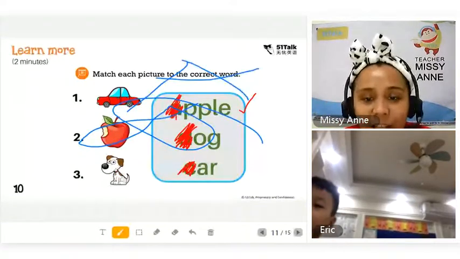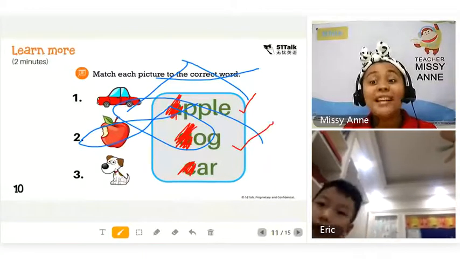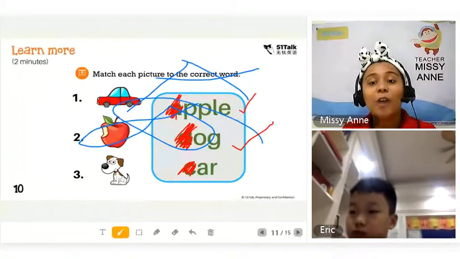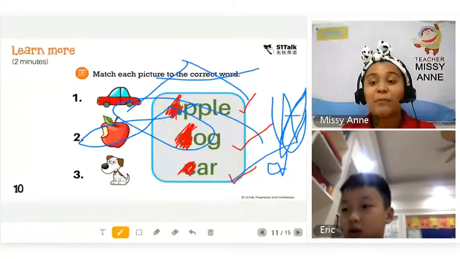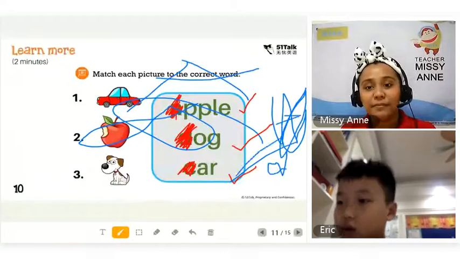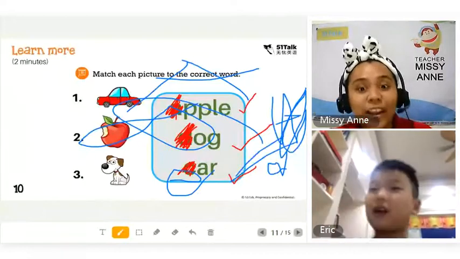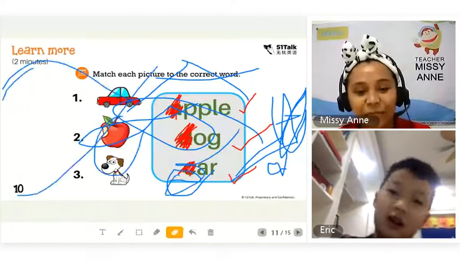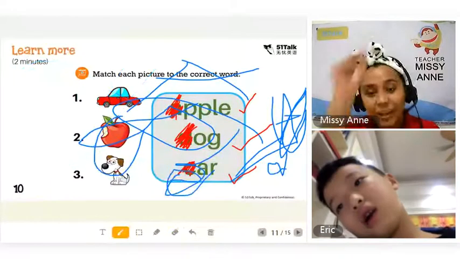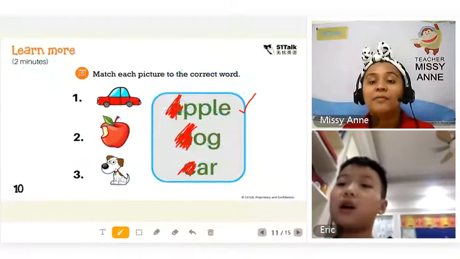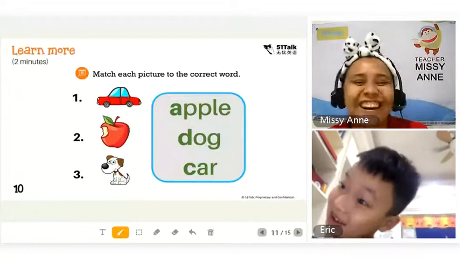Okay, and how about this? What is the missing letter? Dog. Oh, what is the missing letter? E. Dog. Okay, very good. And the last one. What is the missing letter? E. Oh, it's car. What's the missing letter? Car. Right? The missing letter. Car. Very good, Eric.